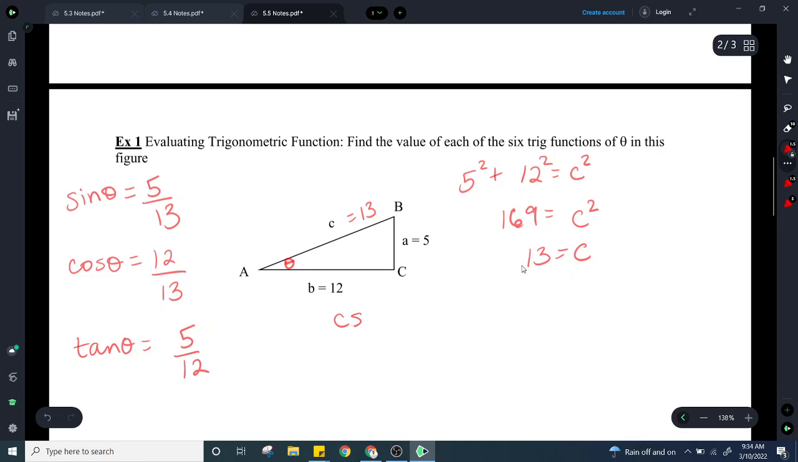And then the reciprocals. Cosecant, of course, would be the reciprocal of sine, so that would be 13 over 5. Secant is the reciprocal of cosine, which is 12 over 13. And then cotangent is the reciprocal of tangent, which makes it 12 over 5.